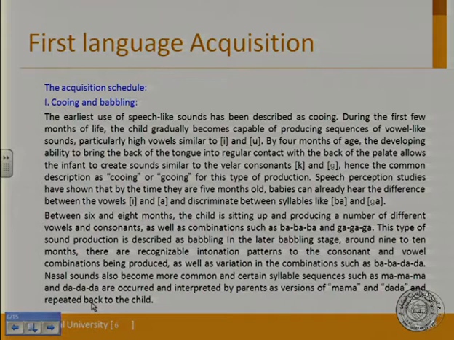In the later bubbling stage, around 9 to 10 months, there are recognizable intonation patterns to the consonant and vowel combinations being produced, as well as variation of the combinations. Nasal sounds also become more common, and certain syllable sequences such as m, m, m, d, d, d occur and are interpreted by parents as versions of mama. When a child, for example, says b, b, b, it is the same pattern or a version of when parents say mama or dada, and repeat it back to the child.